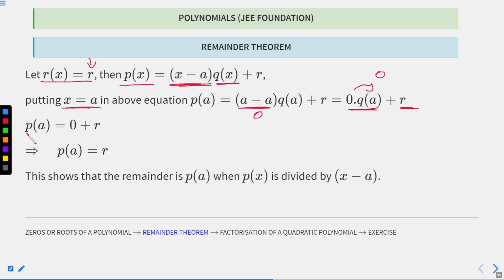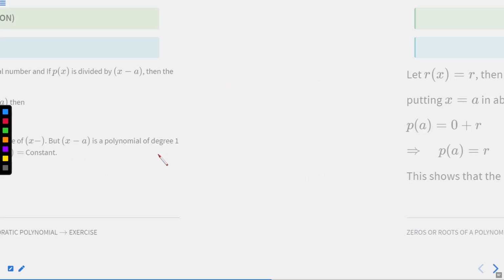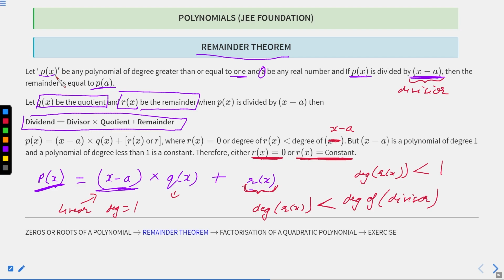So this means we know if x minus a is my divisor, then P of a or f of a is equal to the remainder. That's why we said that if Px is any polynomial of degree greater than or equal to 1, and a is any real number such that x minus a is a divisor of Px, then P of a will be equal to the remainder. I hope this is very clear to you.